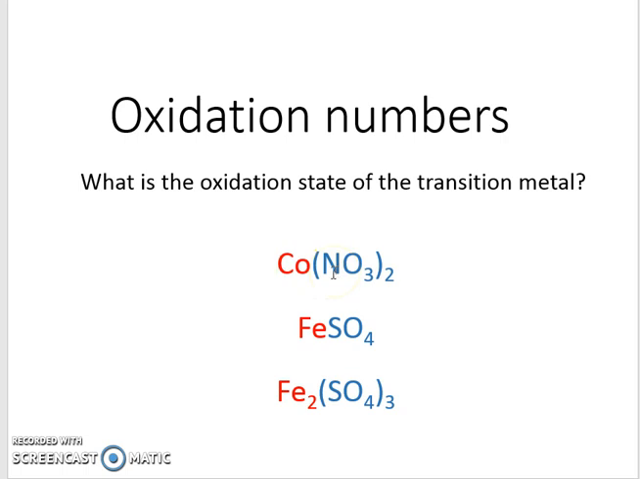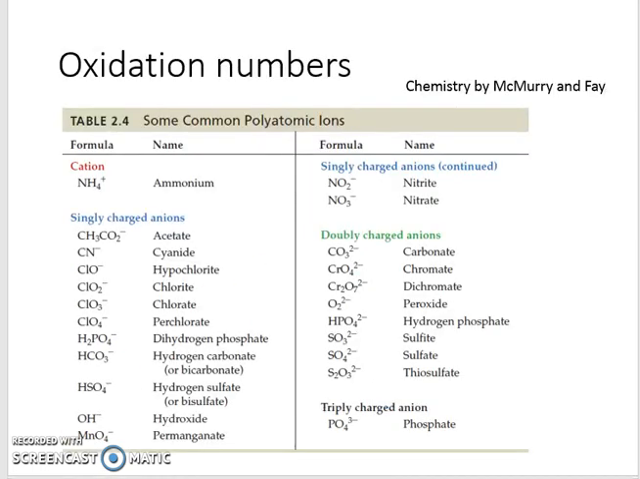So now we need to use the polyatomic anion's charge to solve this mystery, and that is what this video is about. To solve this problem of oxidation numbers with two unknowns, we need to know the charge of some common polyatomic ions. This is an example from your first year chemistry textbook, McMurry and Fay, and you really need to memorize this.